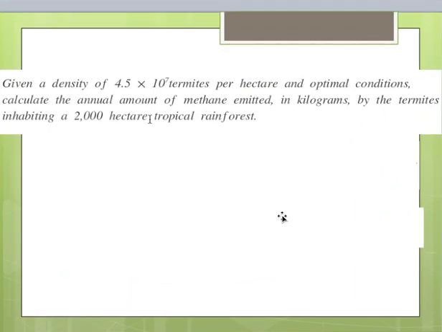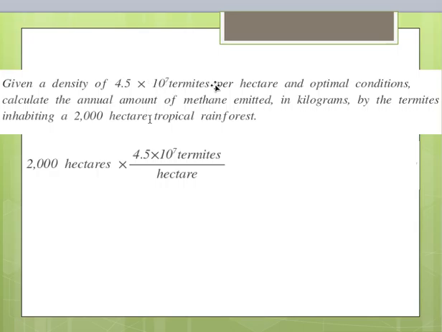Given a density of 4.5 times 10 to the 7 termites per hectare in optimal conditions, calculate the annual amount of methane emitted in kilograms by the termites in a 2,000 hectare tropical rainforest. So let's start with the size of the forest, and then when you start to write these down, you see, okay, I'm using dimensional analysis. I'm going to make sure my units cancel. And we want to be in amount of methane emitted. And they told us earlier that there is 70 kilograms of methane per year per 1,000 termites.